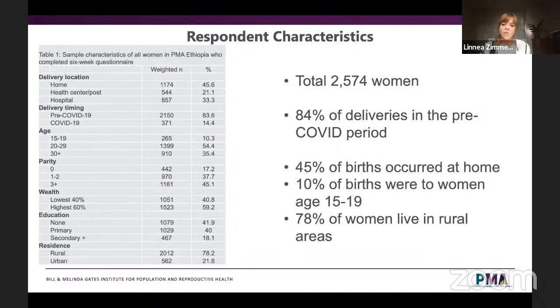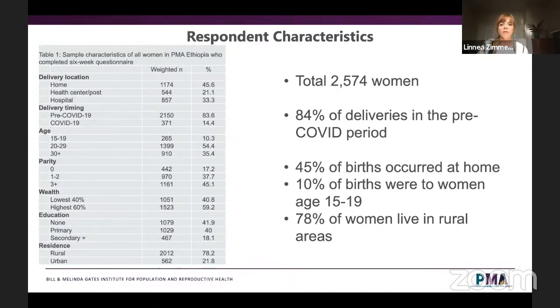So in total, there were 2,574 women who are included in this sample. And 371 of them delivered during the COVID period, so after April 15th. So certainly 84% of deliveries were in the pre-COVID period, but there's still a reasonable sample size to compare. And just to note, the rest of these statistics are from the pooled sample. We didn't compare pre and post COVID. So 45% of all births to women in the cohort occurred at home, 10% of births were to women age 15 to 19, and 78% of women in our sample live in rural areas.